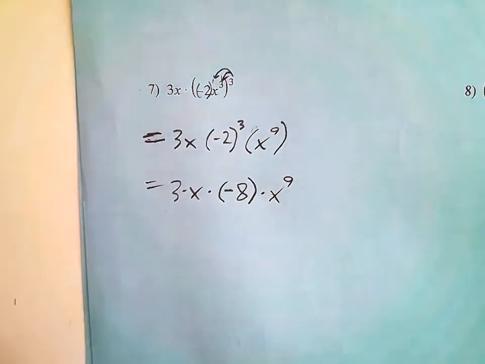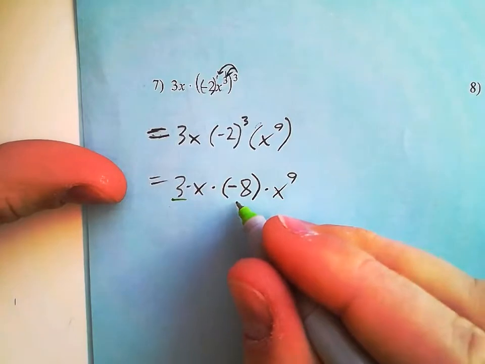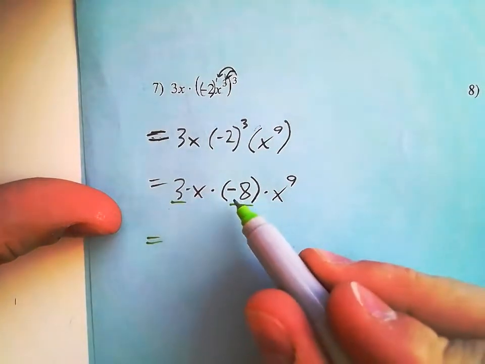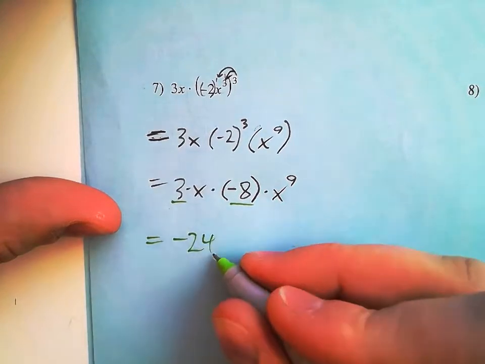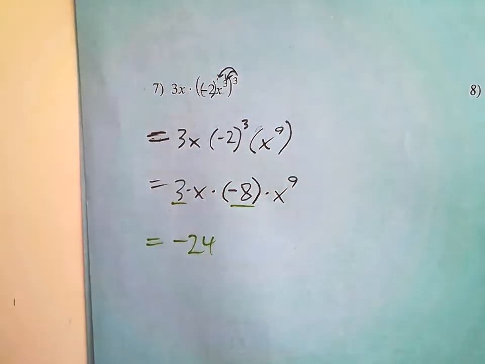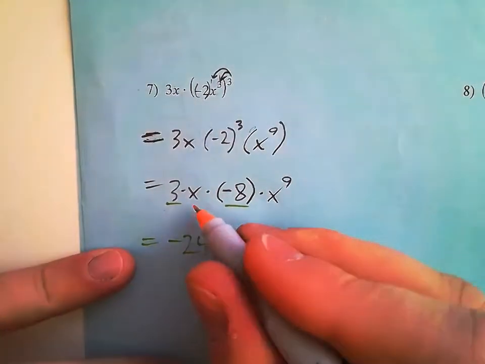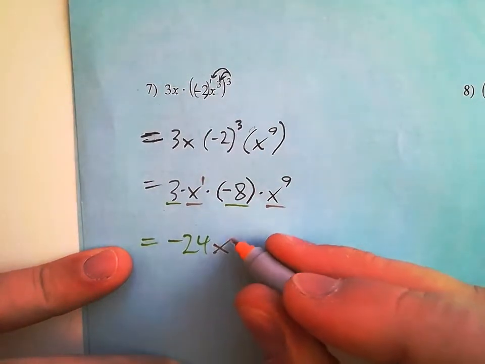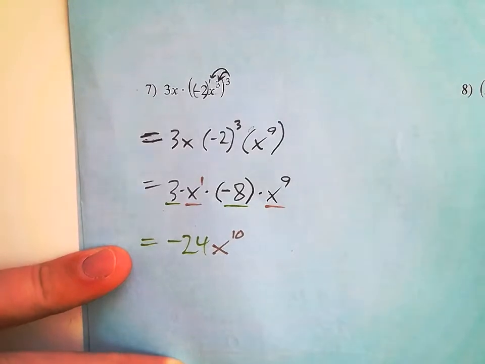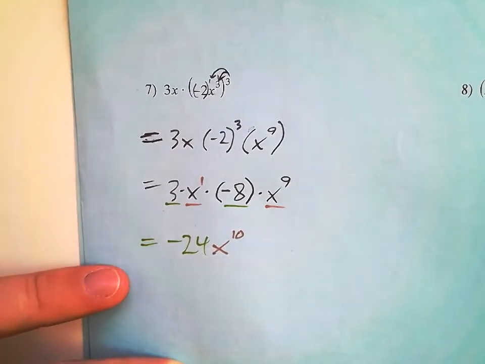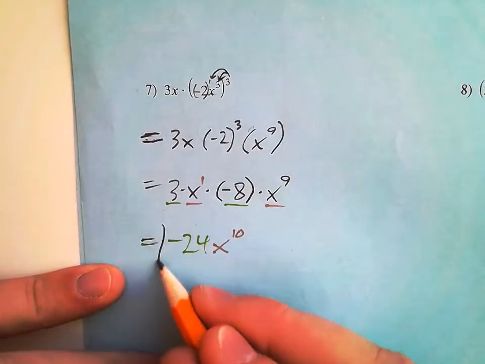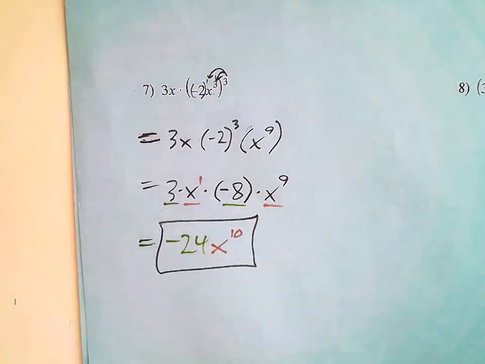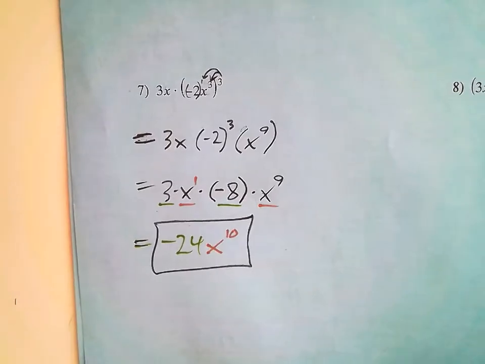Okay, then I'm going to multiply my numbers together. I'll just do this in one step. Negative 24. And I'm going to multiply x times x to the 9th. Remember, that's x to the 1st, so that's going to be x to the 10th with the product property. And that's your answer for number 7.